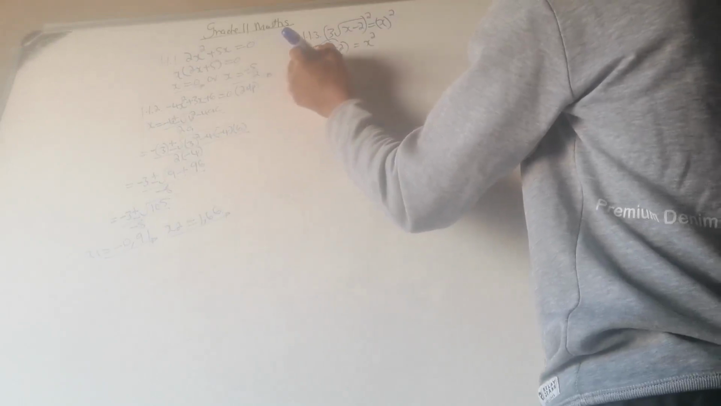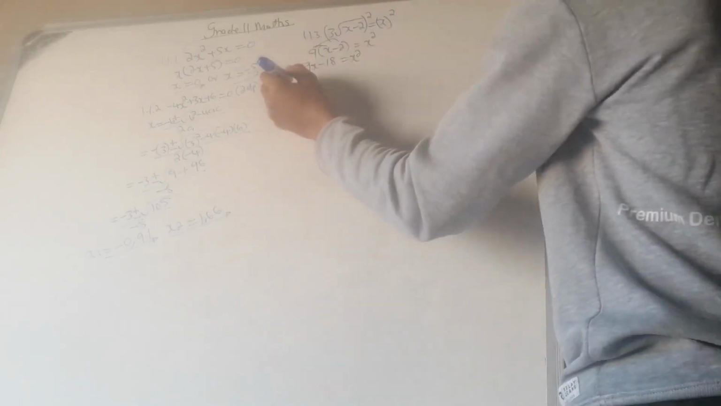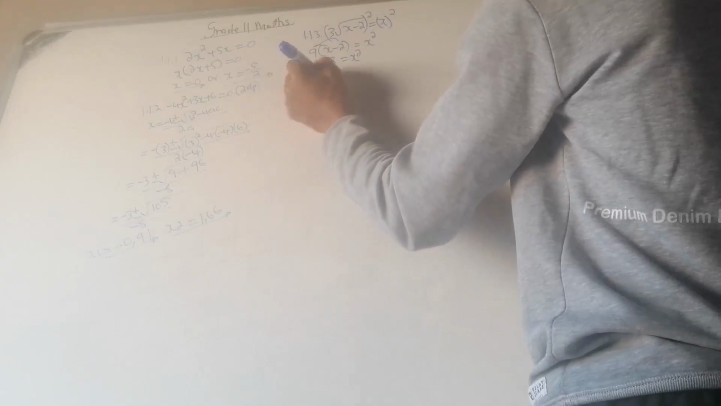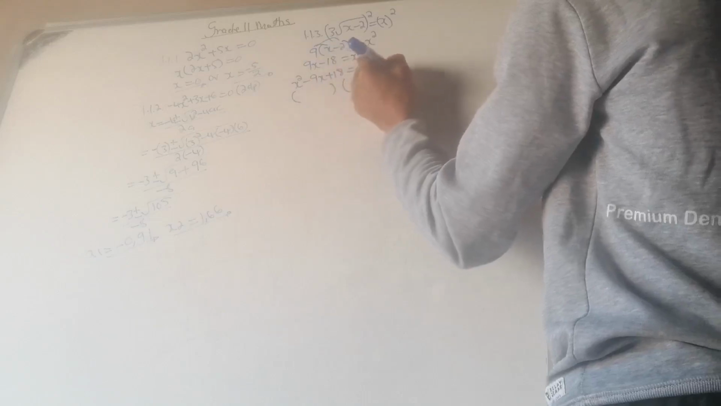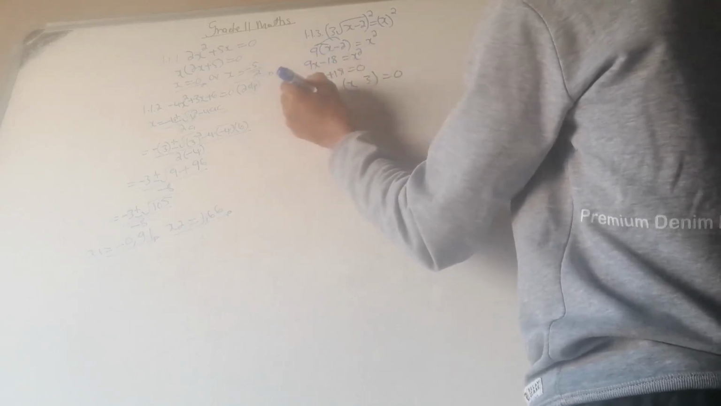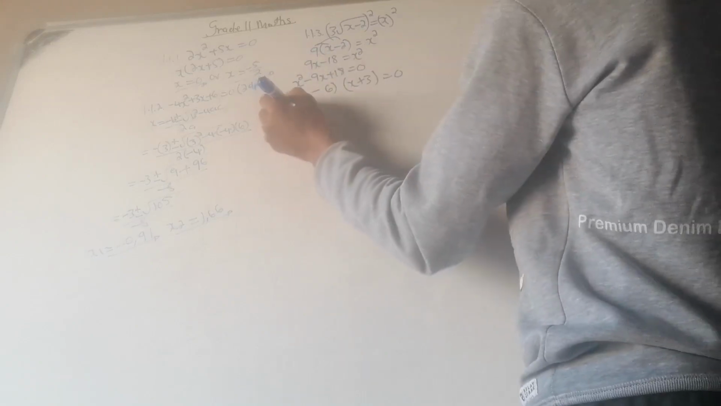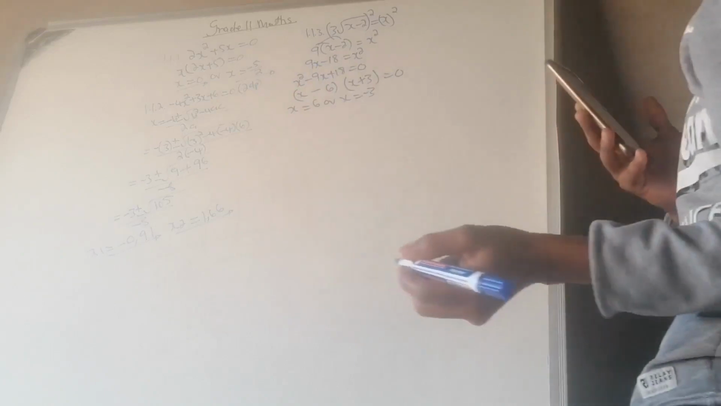And then you can use the distributive law. 9x minus 18 equals x squared. Bring everything to the other side. Factorize this. 6 and 3, the bigger number takes the sign of the middle term. x equals 6 or x equals minus 3.